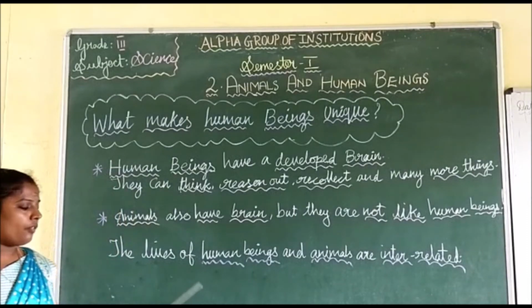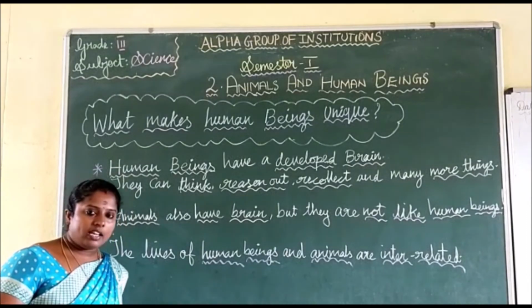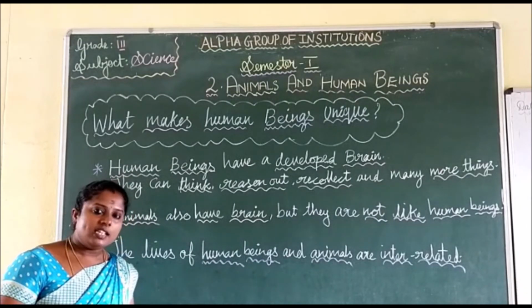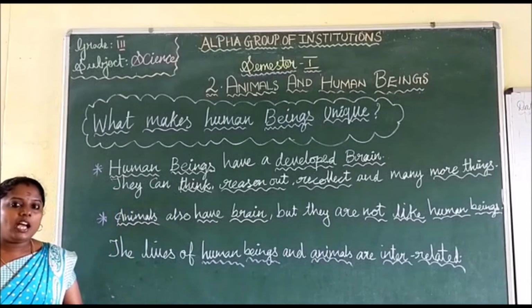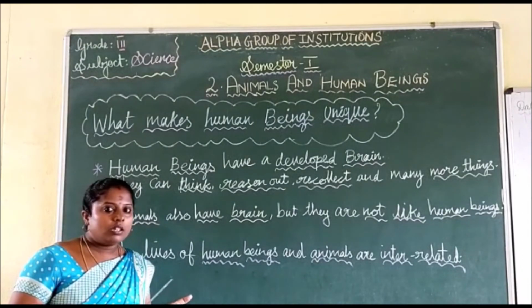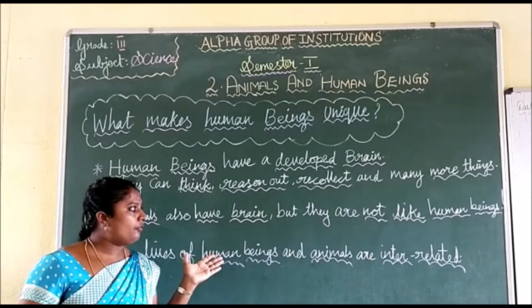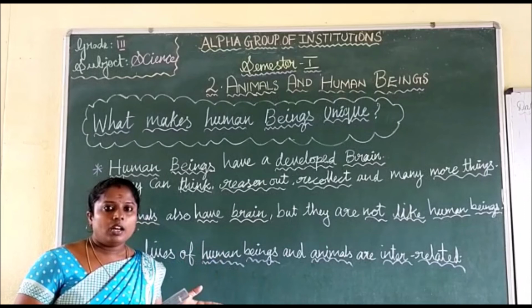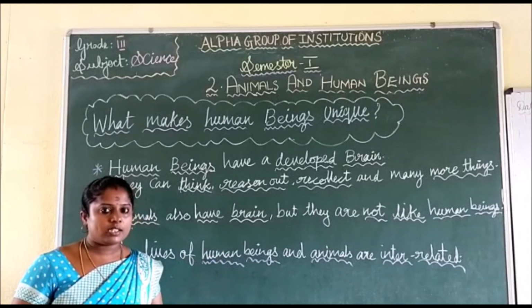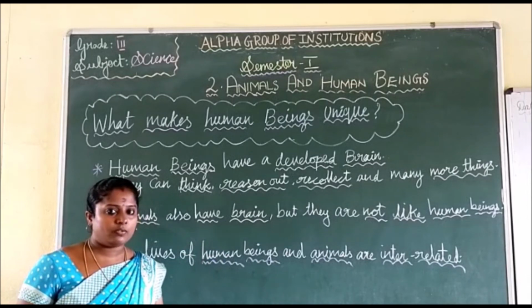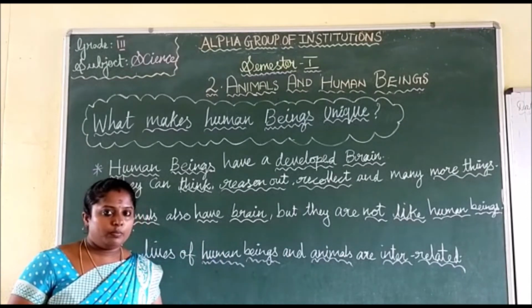And the lives of human beings and animals are interrelated. In this way, we came to our session. We'll see about the activity, about the way of reproduction and the name of the animal and their young ones. And then finally we'll see the difference between animals and human beings.